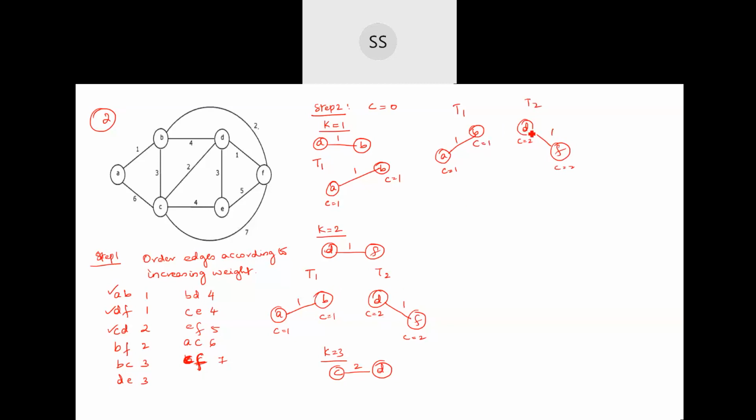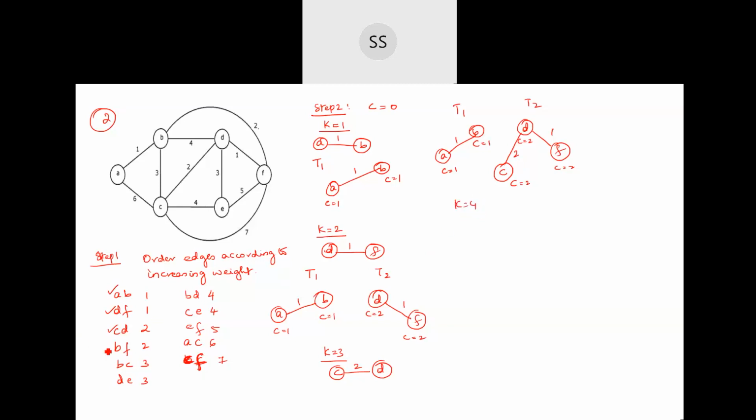C doesn't belong to any tree, but ED belongs to T2. So I can take this edge which is connecting my C and put it in my tree T2 and assign the component value to be 2 because it belongs to the tree T2. What is the edge value? Edge value we already know earlier. The edge value is 2. Now we increment k, that is 4.